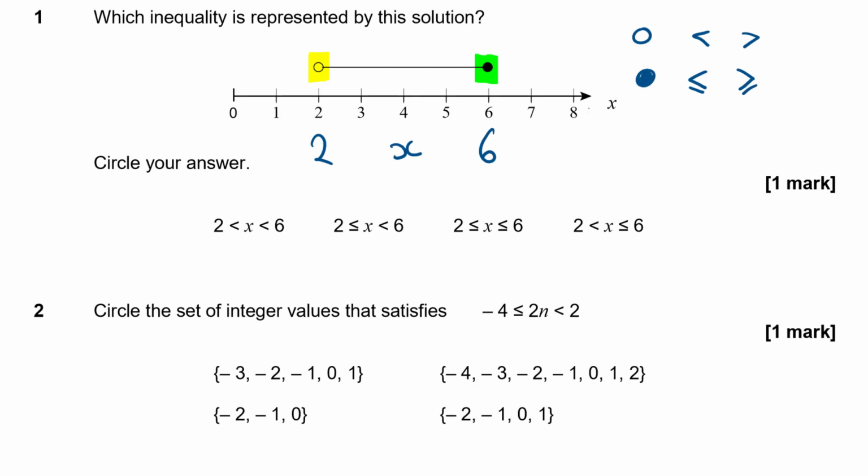Okay, so in this case, 2 is the boundary of this inequality, but it's not actually included, so x must be strictly greater than 2, and at the other end x has got to be less than or equal to 6, so it can be equal to 6. Okay, so which one is that? It is that one.